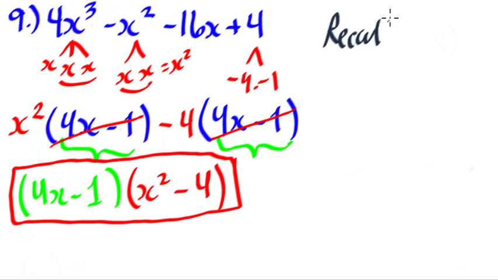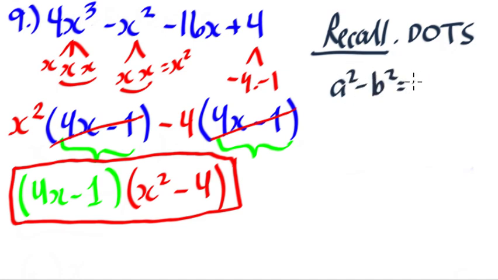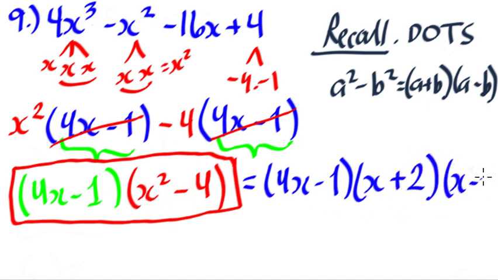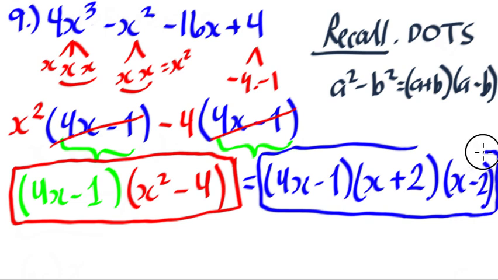Let's recall that we have something called the difference of two squares. It says a squared minus b squared is equal to a plus b times a minus b. Now let's apply that here. This will become 4x minus 1 times the square root of x squared, which is x, plus the square root of 4, which is 2: x plus 2, x minus 2. This can also be the answer, but if you really want the most simplified, this must be the answer for number 9.